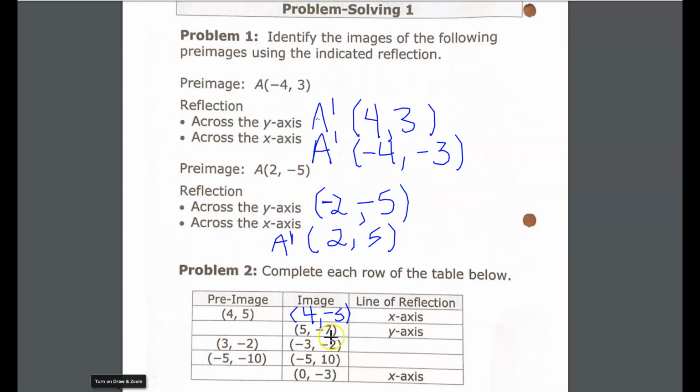Now this time we're given the image and we want to go back and find the original point. It's been reflected over the y-axis. So that means your y-coordinate will be the same, but your x-coordinate had been changed to its opposite.